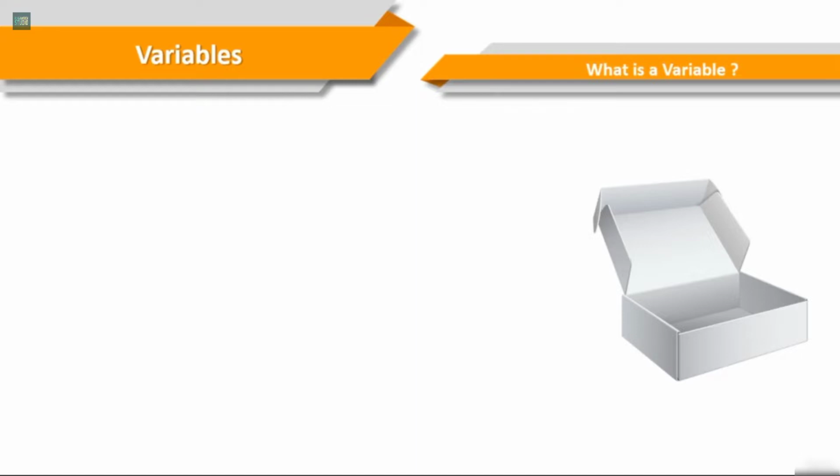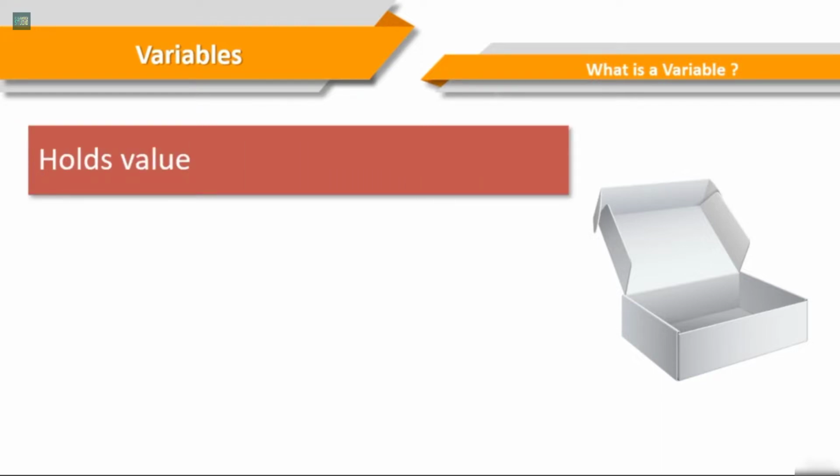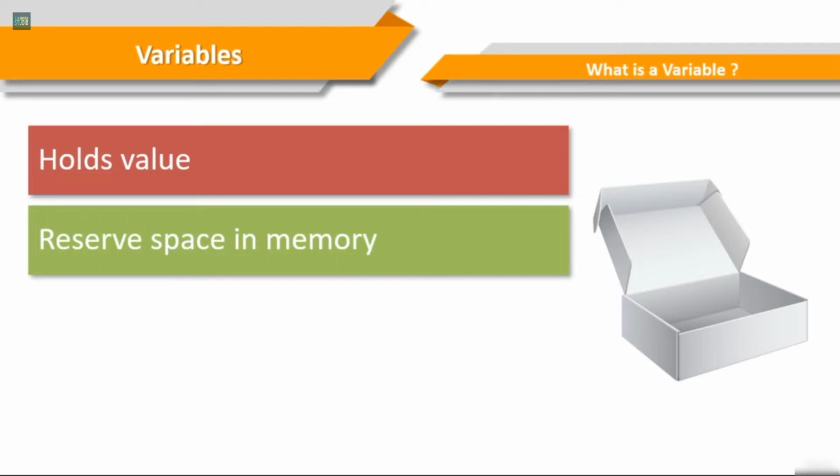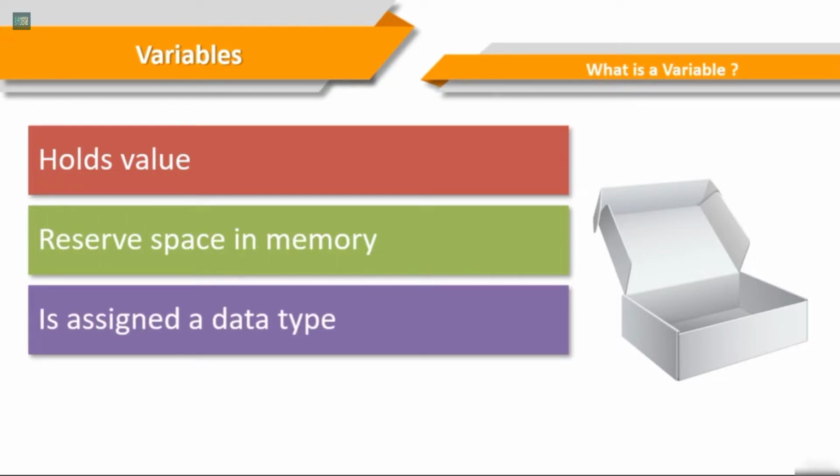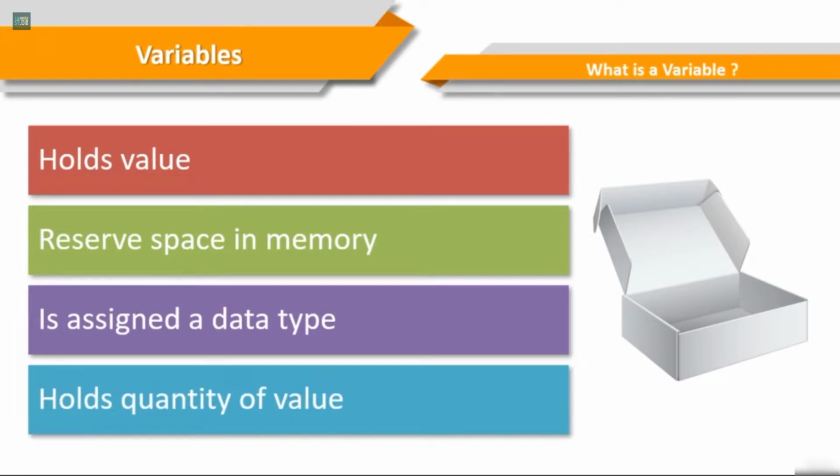If you think of variables like a container or a box, which holds a value for you during the life of your particular Kotlin program, right? So we'll keep it relevant. What it means is once you create a variable, you can reserve some space in memory. Every variable is assigned a data type, and then it holds the quantity of value or whatever you're putting in there. I'll show you why I say that.